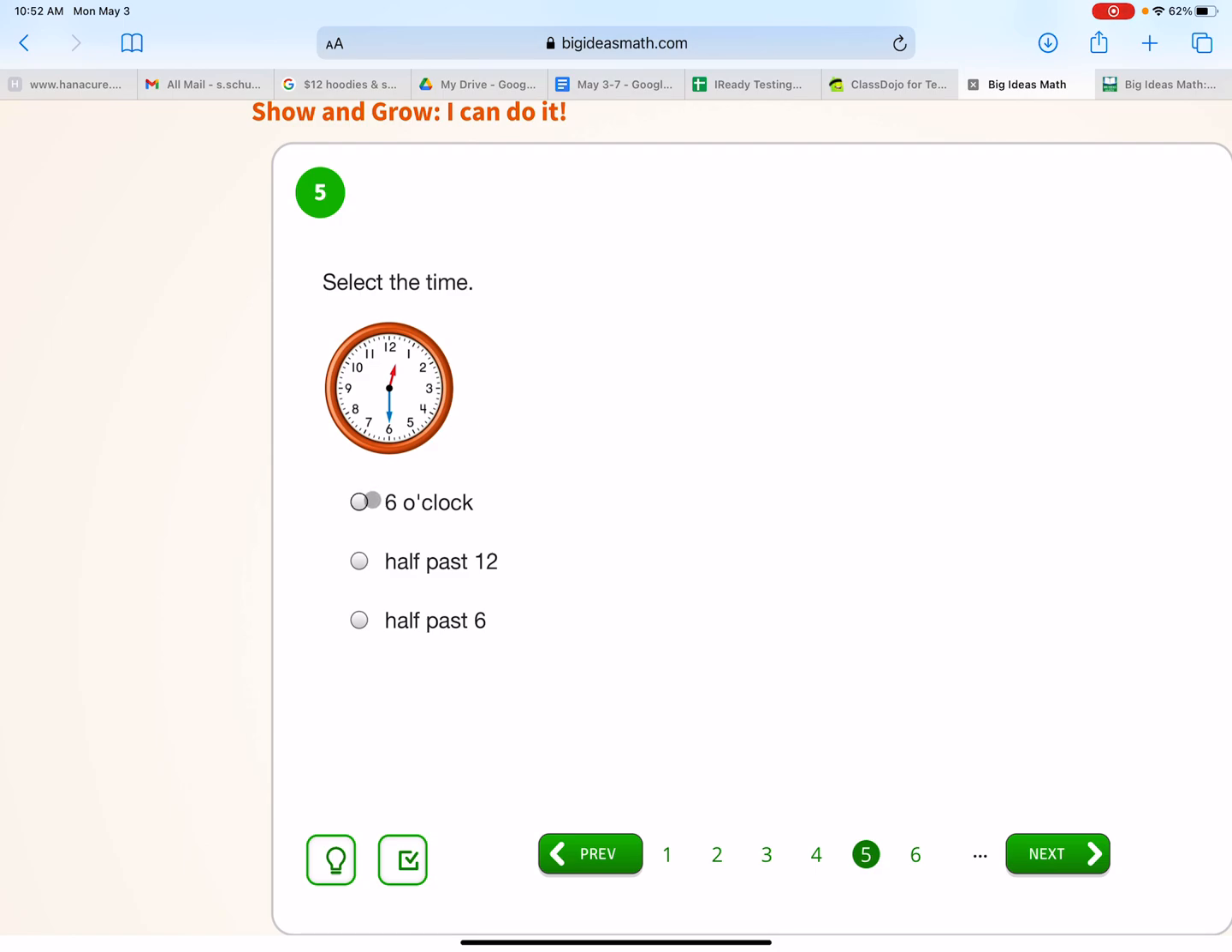We know it's not 6 o'clock because the hour hand is not on the 6. Half past 12. It's going to be half past 12. It would be half past 6 if the hour hand was on the 6.